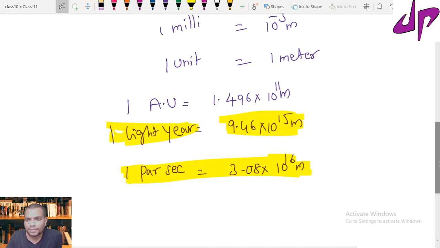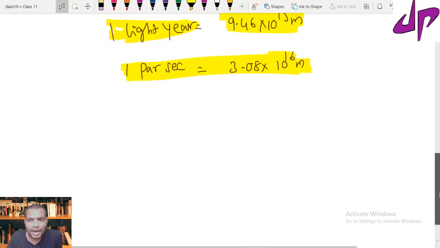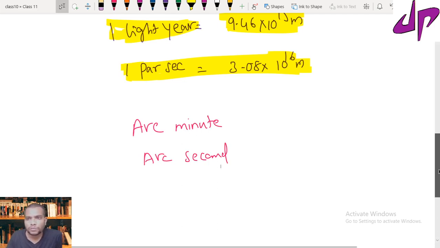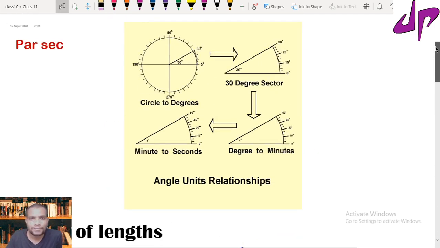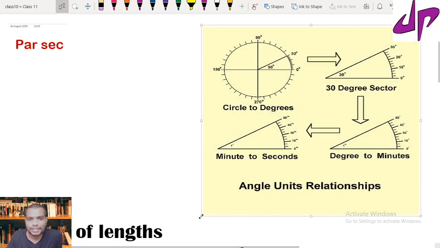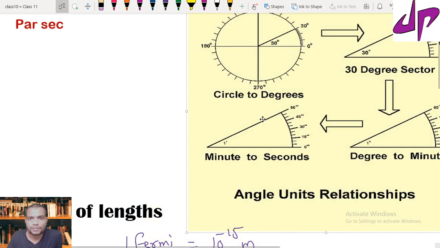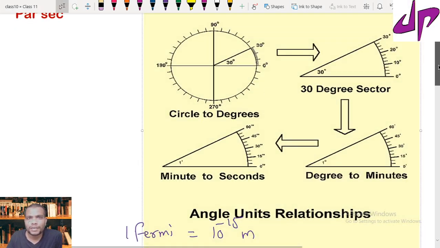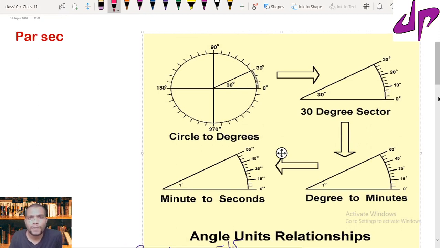we learn about arc length, arc minute and arc second. I hope you remember that one. Today let me recall more about the arc minute and arc second. For that, suppose I take a circle, and this circle is divided in terms of degrees. Now this circle is divided into 360 degrees.